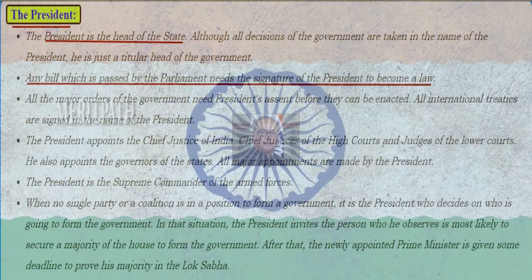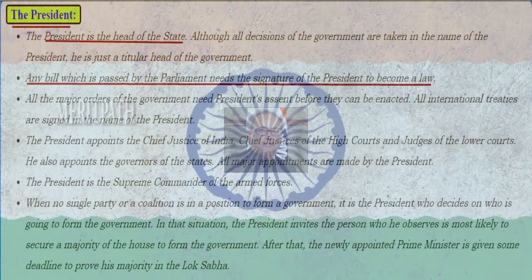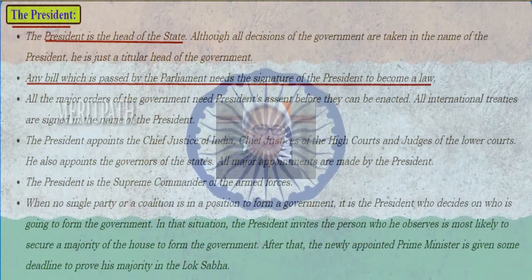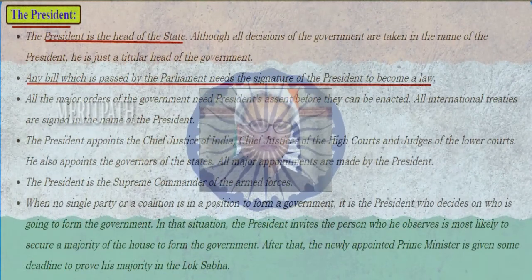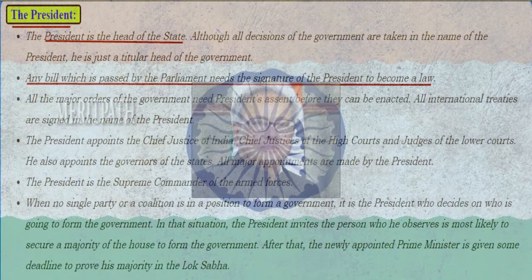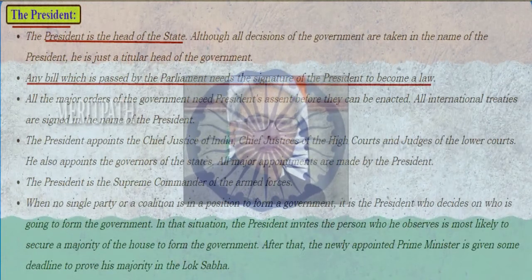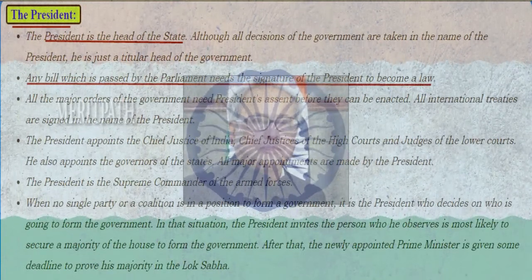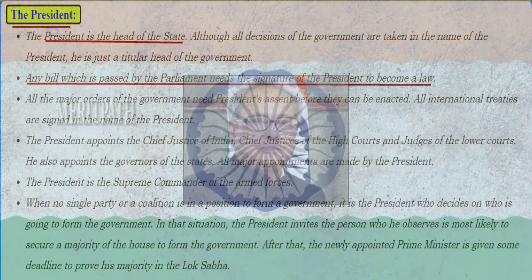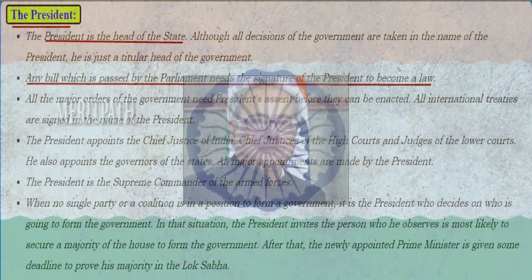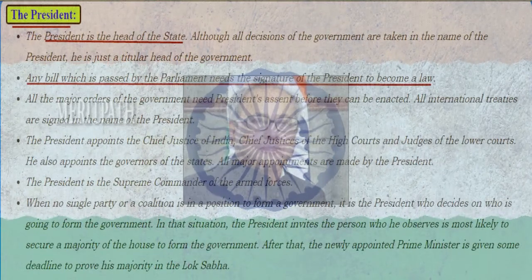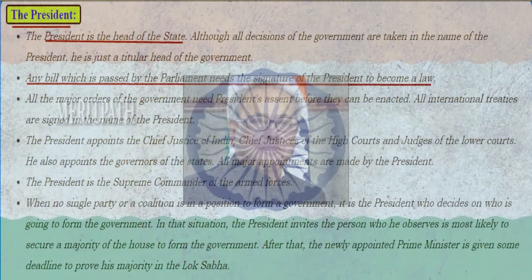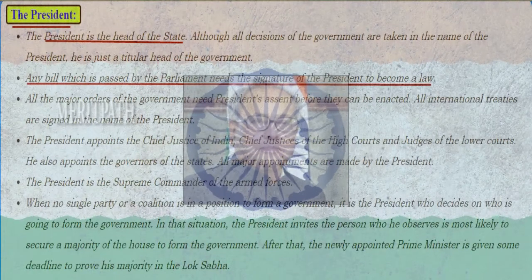The President is the head of the state. All decisions of the government are taken in the name of the President. He is just a titular head of the government. Any bill which is passed by Parliament needs the signature of the President to become a law. All the major orders of the government need the President's assent before they can be enacted. All international treaties are signed in the name of the President.